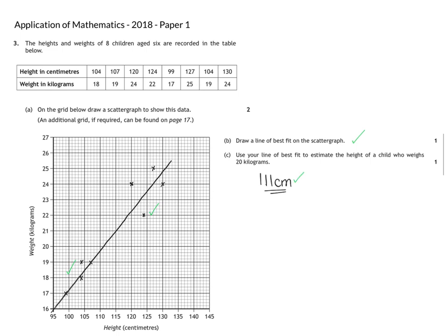So there, because when we went across at 20, it was 111, that would be the mark. So whatever your best fit line is, as long as they are consistent across there, you'd get your mark there. And your line of best fit, remember, it'll have to be roughly in between, same above and below, but it might be ever so slightly different from mine.